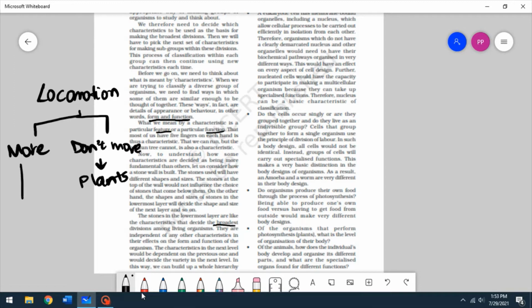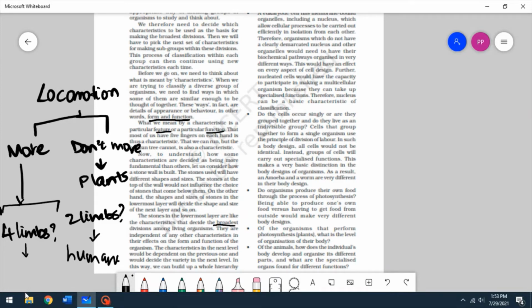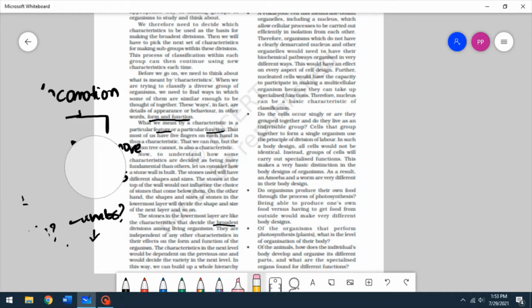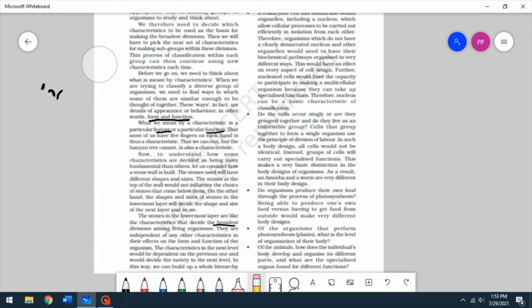And if they do move, how do they move? Do they move on 4 limbs or 2 limbs? If they move on 4 limbs, we're most likely to think that they're some kind of animals like monkeys or rabbits or tigers. But if they move on 2 limbs, we're more likely to think they're humans, because humans walk on 2 legs. This is a typical basic flow chart that I did. It's not completely true, but it gives you an idea.